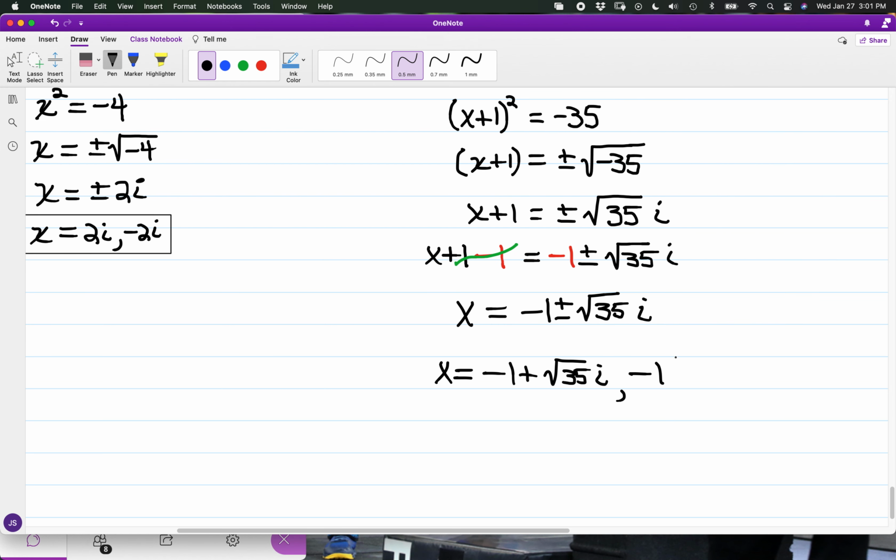Okay, so I have -1 plus the square root of 35i, and -1 minus the square root of 35 times i.